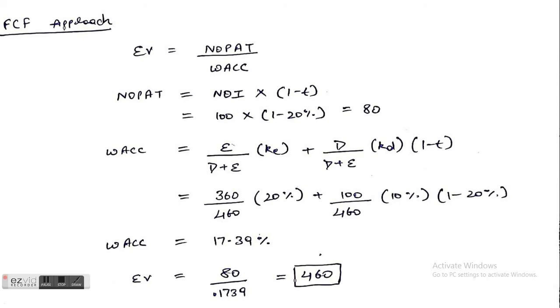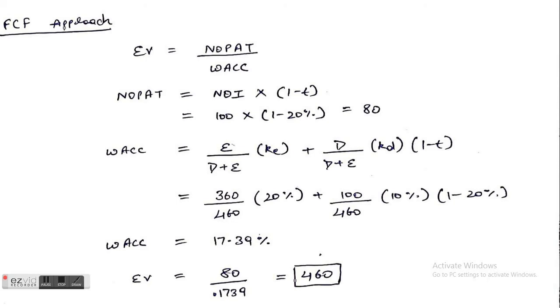A key thing to note here is that in the formula of WACC, I have multiplied the cost of debt with 1 minus t. Now why 1 minus t? Because the interest on debt gives the company a tax shield, and we have plugged this thing in the denominator, which is in weighted average cost of capital.